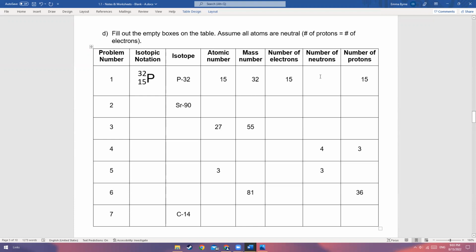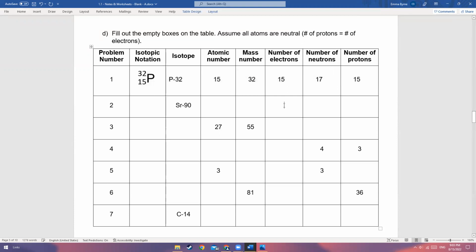Now neutrons, this is where you have to think about it a little bit. So if you recall, mass number, so maybe if I write this in the box here, mass number equals the number of protons plus the number of neutrons. So based on that, if we have a mass number of 32 and we need to subtract the number of protons, or 15, that leaves us with 17, right? So the number of neutrons ends up being 17.